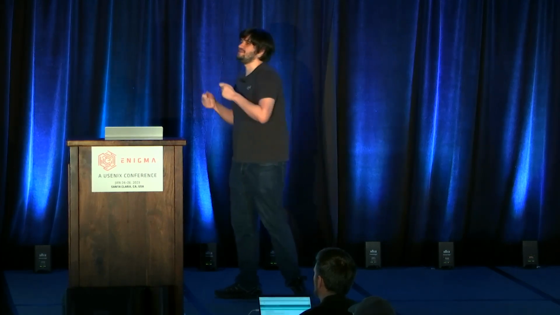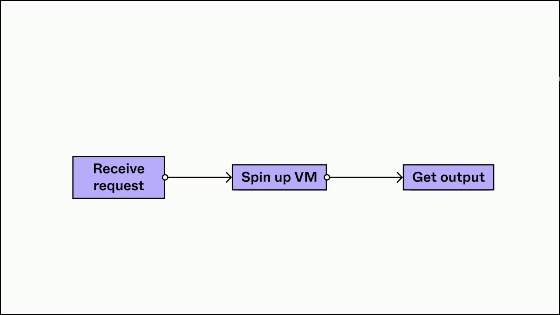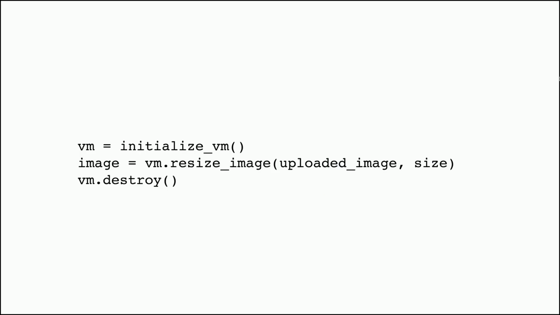The platonic ideal of isolation is I just buy a new machine for every user request, run the process on that machine, and then throw that machine away. We can't do this with physical machines because it costs a whole lot of money and a whole lot of carbon. So we'd rather do this with virtualized machines, where I can say, hey, please pretend you're a new computer for me. I have this new user image I want to resize. Give me back the resized image, and then destroy yourself. Or more concretely in code, we initialize a VM, feed it our image, get back our result.